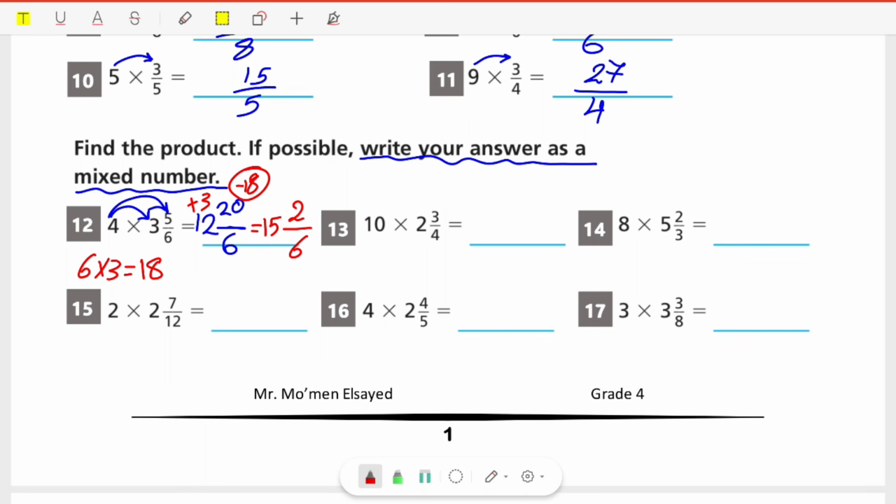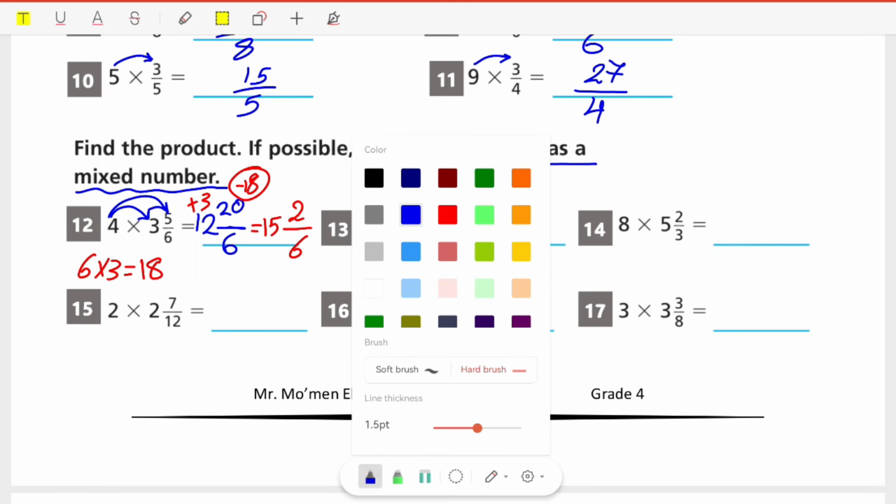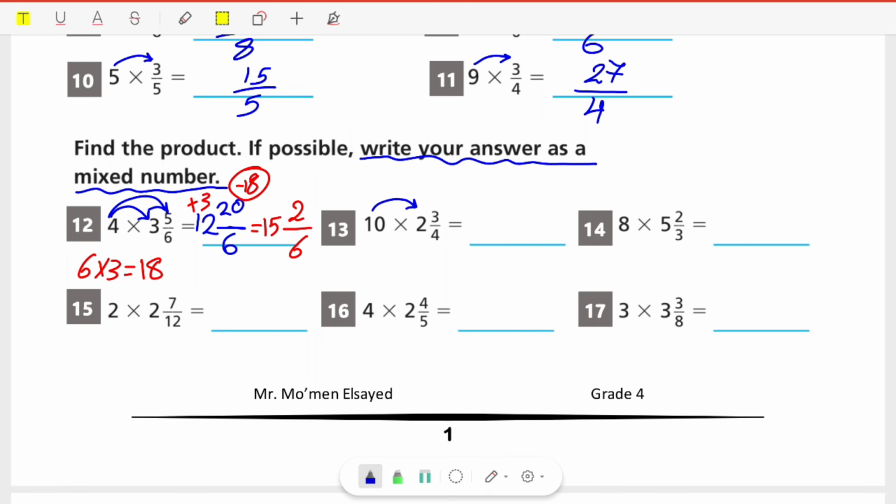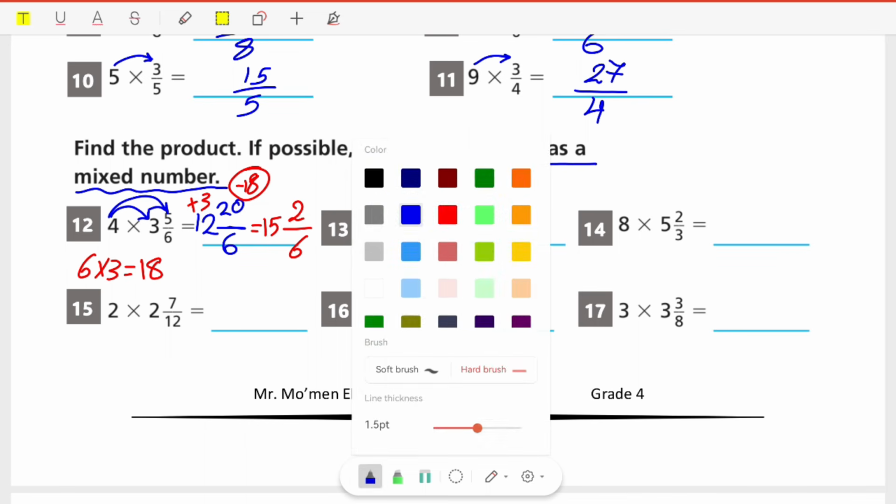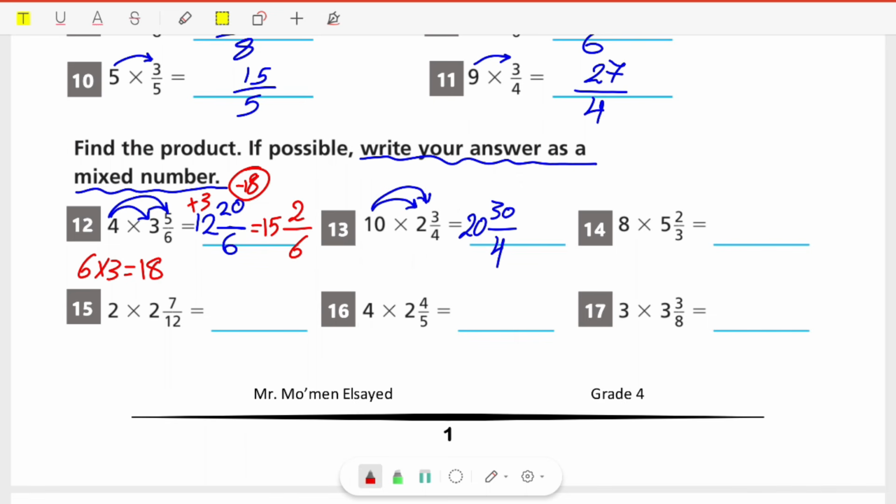Let's go to number 13. So the same thing, we're gonna multiply the 10 times 2 and the 10 times 3. So 10 times 2 equals 20, and 10 times 3 equals 30 out of 4. So now it's a bad form because 30 is bigger than 4. So we're gonna search for 30 in table 4. We don't have it, so we're gonna search for the closest number to 30 in table 4.